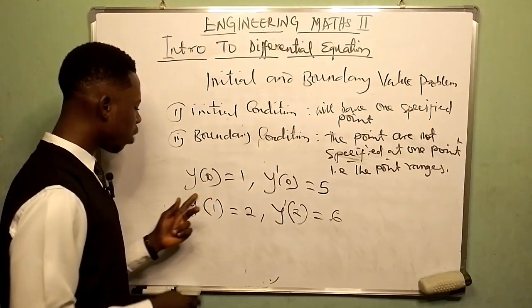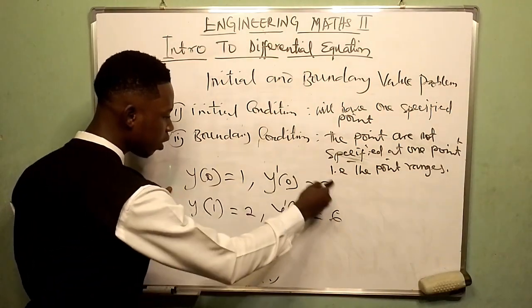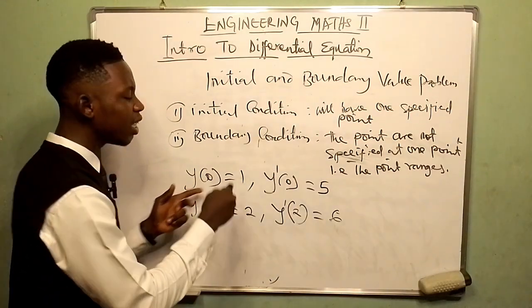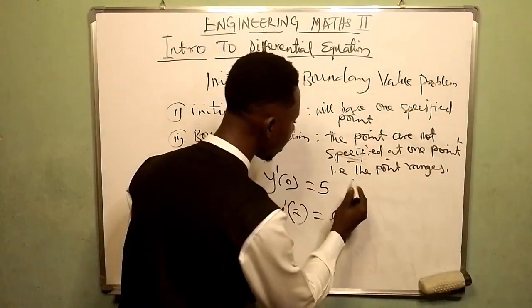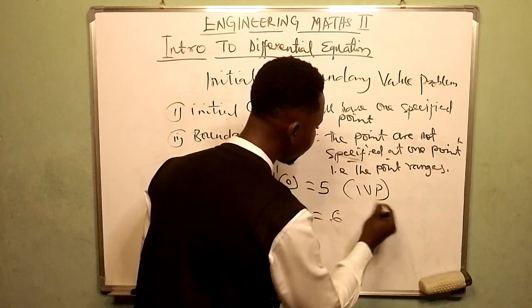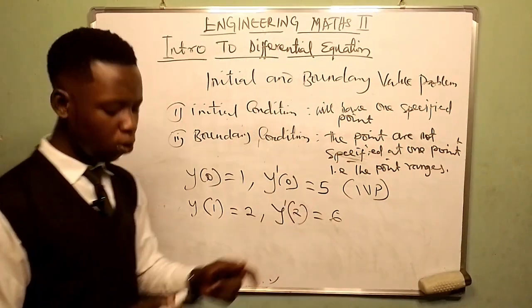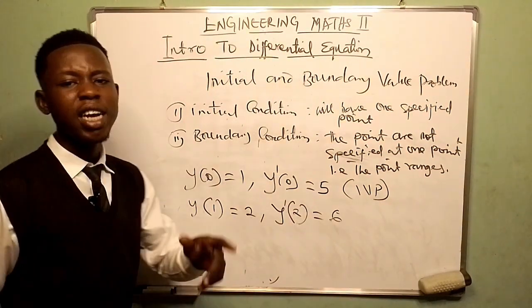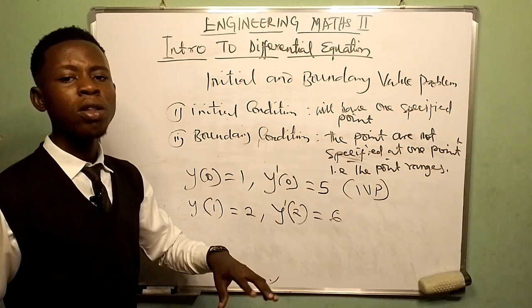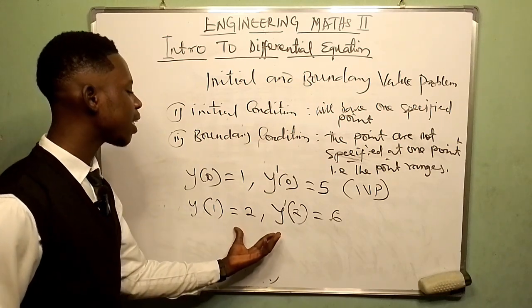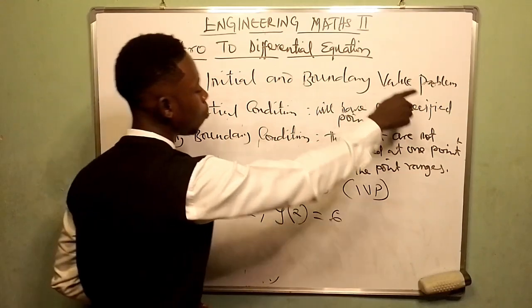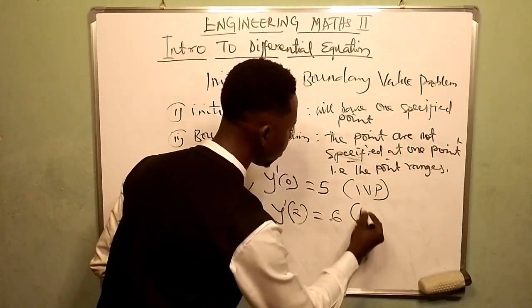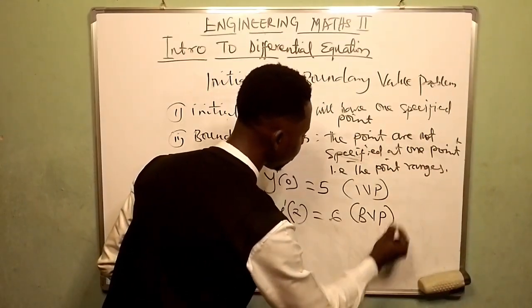Any differential equation that has this kind of condition, which is an initial condition, is called an initial value problem. We call it the IVP, the initial value problem. And any differential equation that has a boundary condition is called a boundary value problem, which is a BVP.